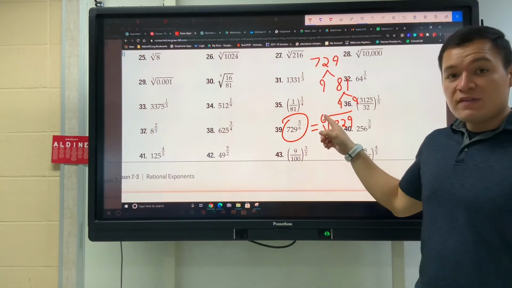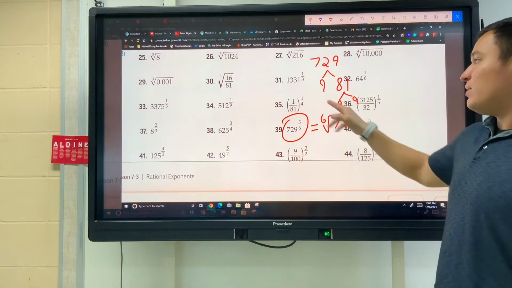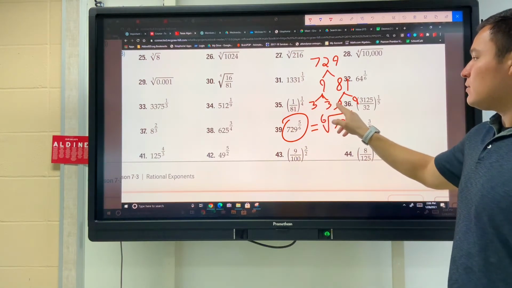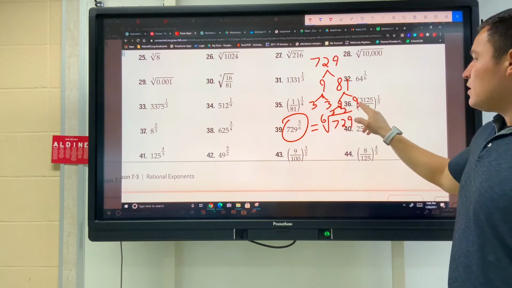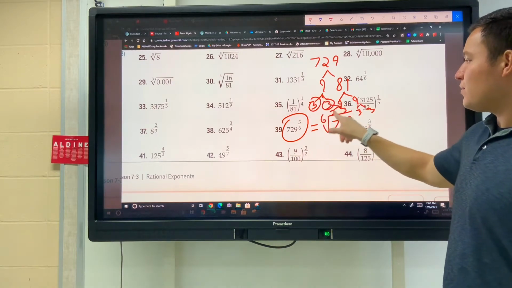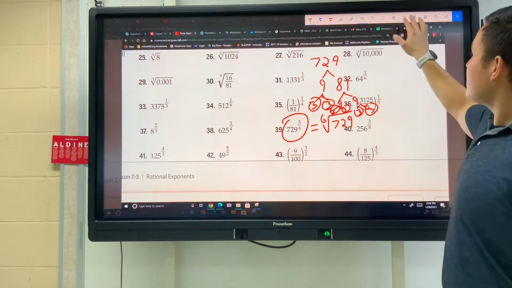Since that root is the number 6, that means we are going to need 6 of a kind, not 3 of a kind. So I need to break these 9s down into the number 3. Each 9 is 2 3s. So now I have 1, 2, 3, 4, 5, 6. That means I have 3 to the 6th power.